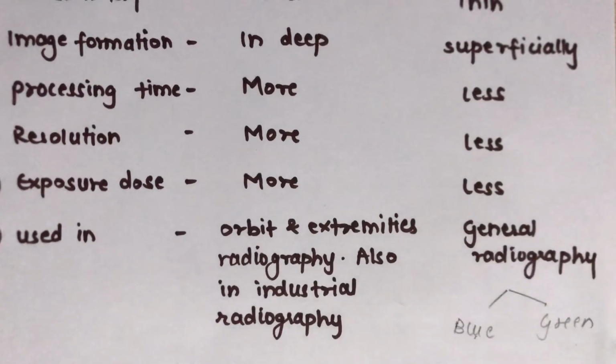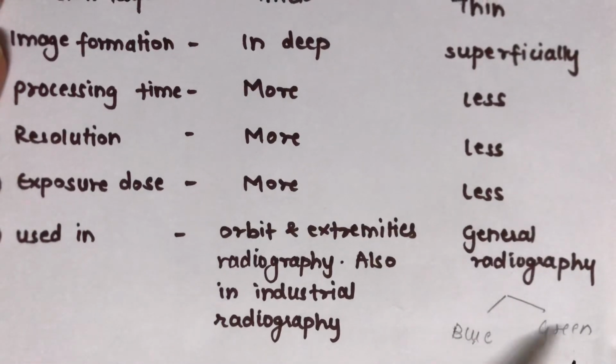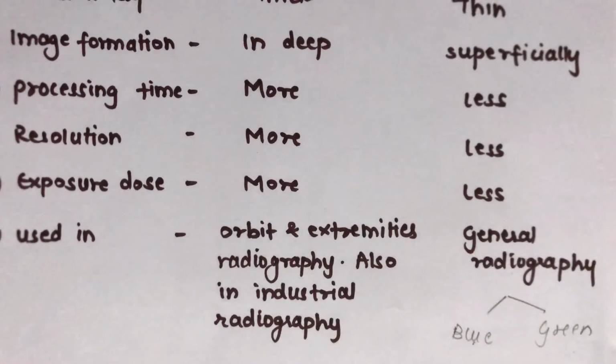The blue light ones, this film contains calcium tungsten in the screen. So when the film consists of calcium tungsten, it is blue light sensitive. And if it is a green one, this film contains rare earth elements. So this is all about the classification according to sensitivity, that is, the direct and indirect.